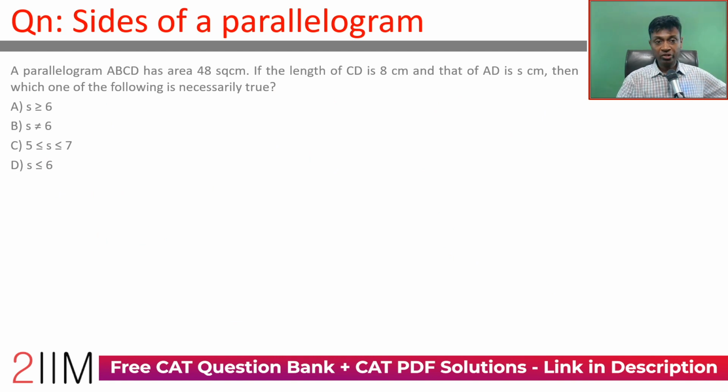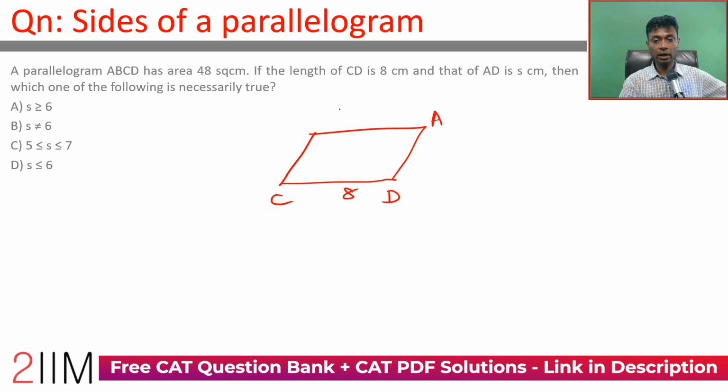A parallelogram ABCD has area 48 centimeters square. CD measures 8. ABCD. CD is 8. Our AD measures S. The height here is 6 centimeters. So this height is 6.